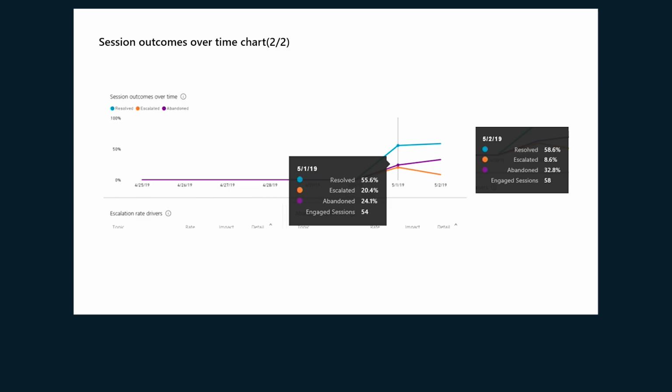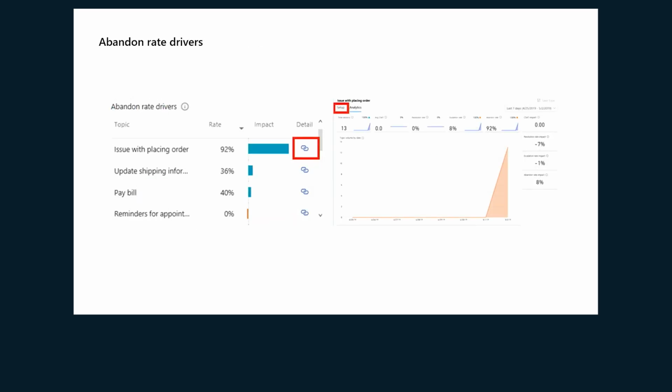The following image shows that on May 1st, the abandon rate was 24.1%, and on May 2nd, it increased to 32.8%. This increase is significant, and at this point, we should closely examine the individual topics to identify if specific topics are leading to the increase in abandon rate.